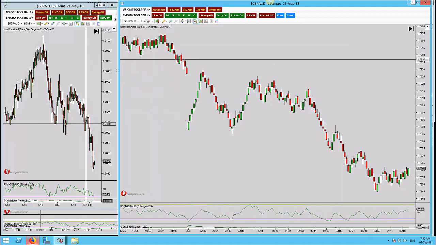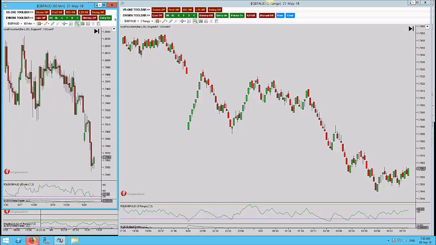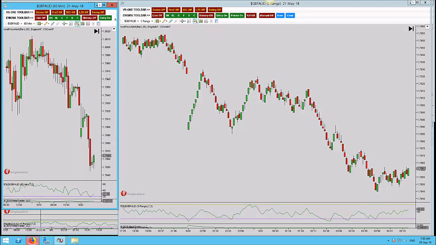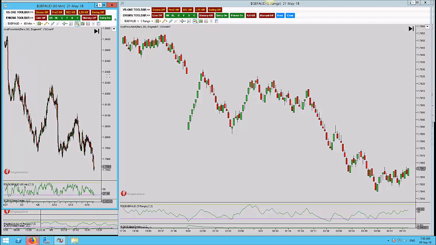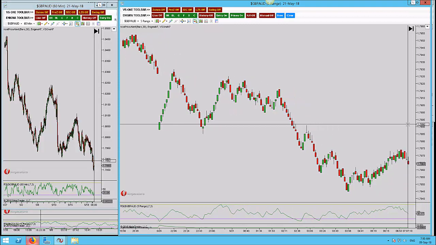And so let's just zoom out on the hourly. You can clearly see there now that we broke to the downside. I've had a couple of very bearish candles. I'd be looking for opportunities here to get short. Let's see if we get any.